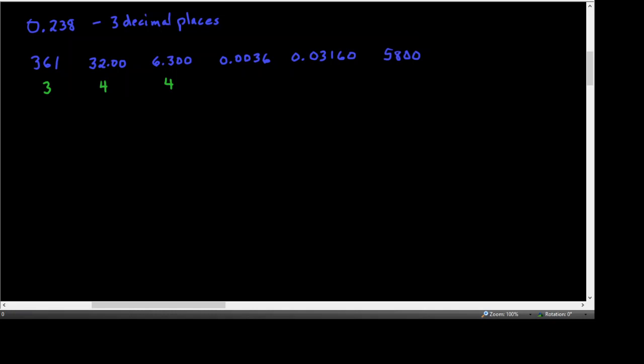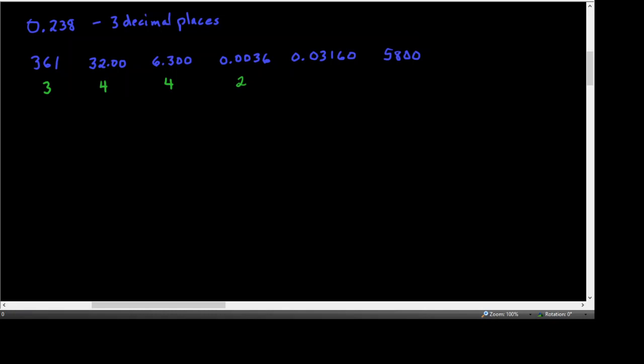Okay, how about the next one? Well, that one only has 2 significant digits. The zeros between the decimal point and the first non-zero number, between the decimal point and 3, those are not significant, and the 0 in front of the decimal point is not significant by itself. So those zeros in the tenths and hundredths place are simply placeholders and are not considered significant.